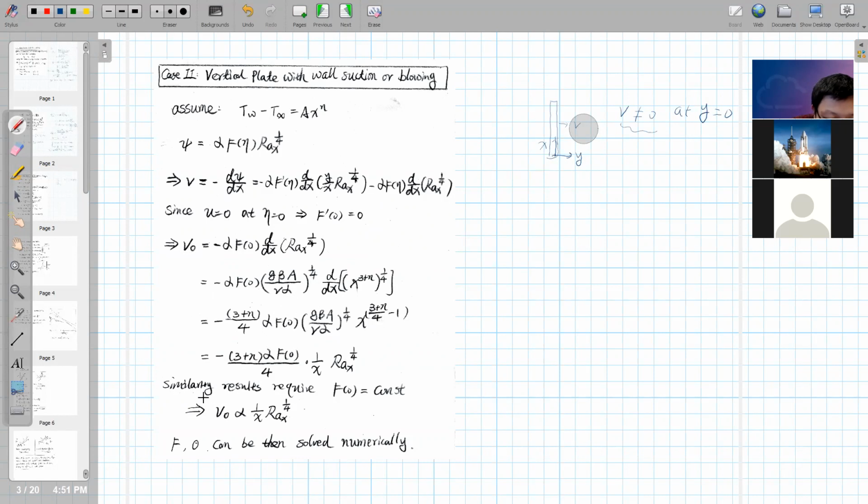And what does this mean? That means that if you want to be able to solve this similarity problem, we usually require that f0 be a constant. Otherwise, if f0 is not constant, we won't be able to solve the ODE. To make sure f0 is constant, that means v0 has to be proportional to 1 over x times the Rayleigh number at x to the 1/4.